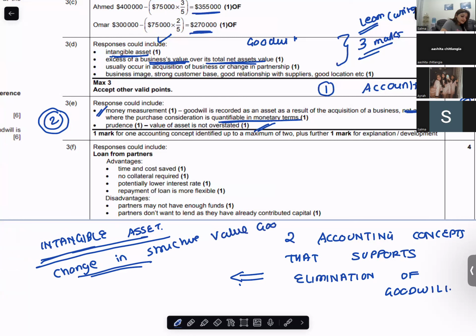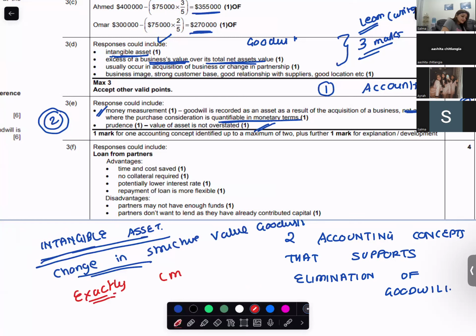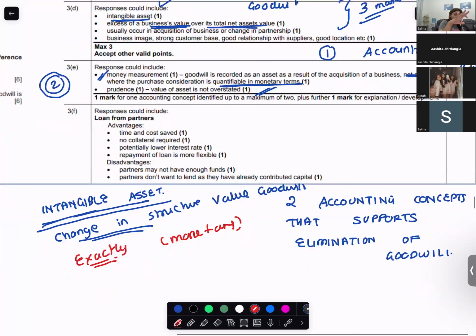Do I do this? But can I exactly tell what is the value of the goodwill? No. Can I exactly tell in monetary terms that this is the value of goodwill? You will be sold at this much. No. Ashita, can you exactly tell me what is the value of my goodwill in monetary terms? No, you cannot tell. So goodwill cannot be quantified in monetary terms. Can it be? No. It is just one estimation that I am doing, and I am raising the goodwill and then I'm writing it off.